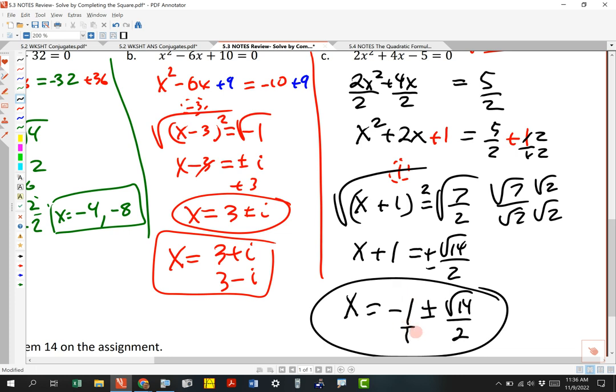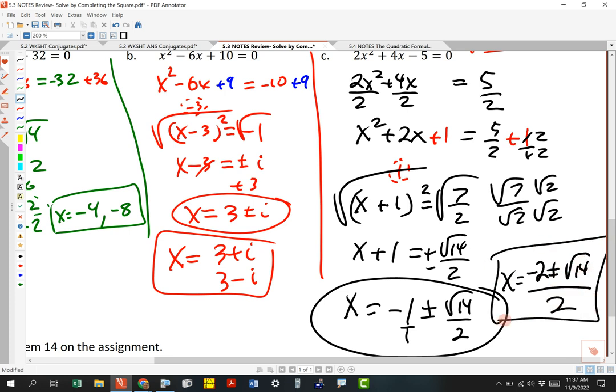I could get a common denominator with this one, and I could turn this into a 2 over 2, and I can write it like this: -2 plus or minus radical 14 over 2. Either way would be fine. This one's kind of in two separate pieces, two terms. The other way is okay too.